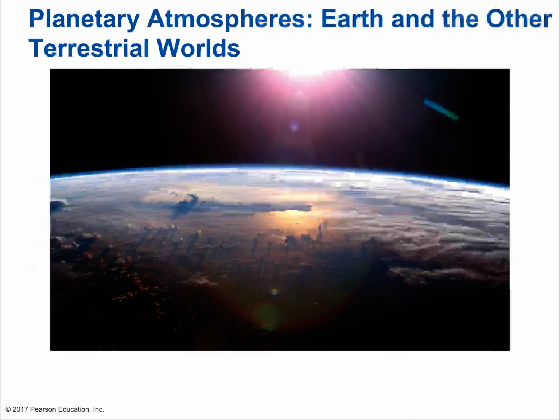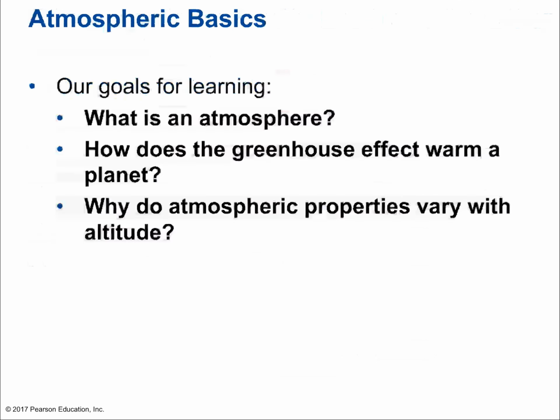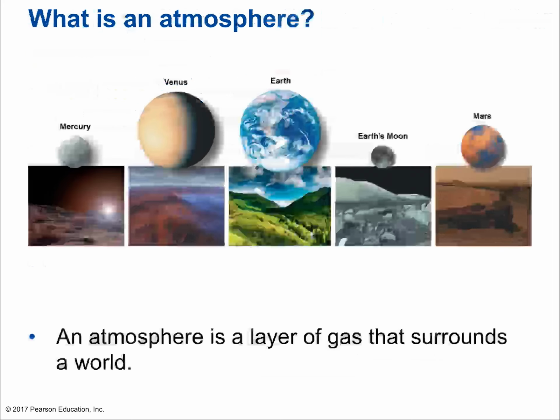So let's talk more specifically about atmospheres. Atmospheric basics: what is an atmosphere? How does the greenhouse effect warm a planet? And why do atmospheric properties vary with altitude? An atmosphere is a layer of gas that surrounds the world. We have one. Ours has a lot of nitrogen and oxygen. We can breathe our atmosphere, and it is incredibly important for life on Earth.